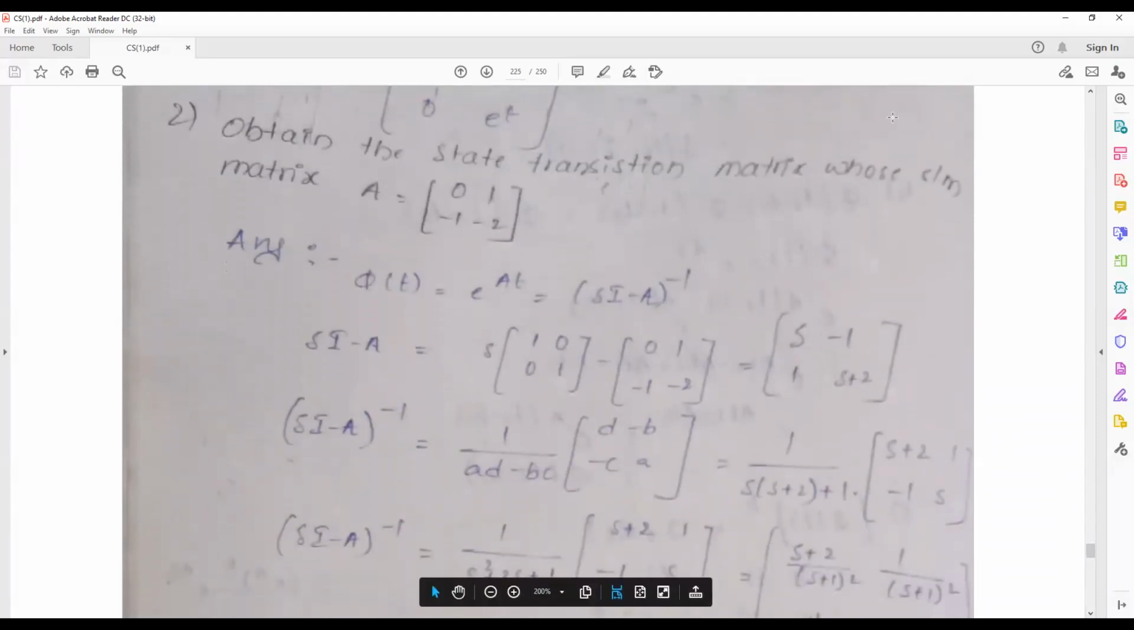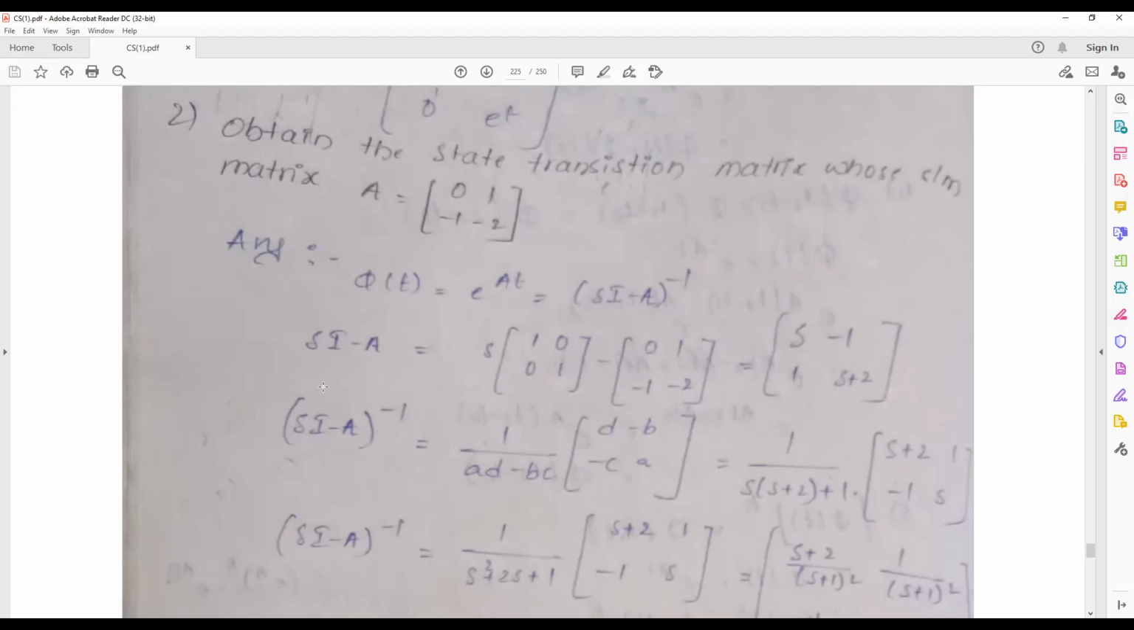Next problem. Obtain the state transition matrix whose system matrix A is equal to 0 1 minus 1 minus 2. The formula of the state transition matrix is the Laplace inverse of (sI minus A) whole inverse. So first calculate sI minus A. The given A matrix is 0 1 minus 1 minus 2, and the identity matrix is 1 0 0 1.